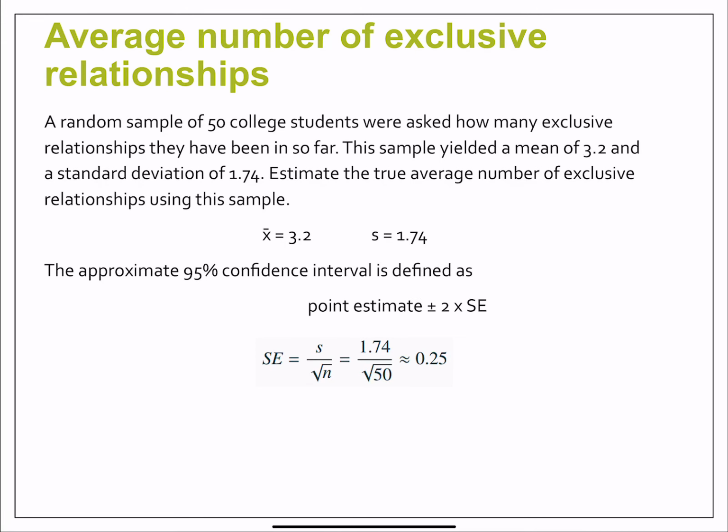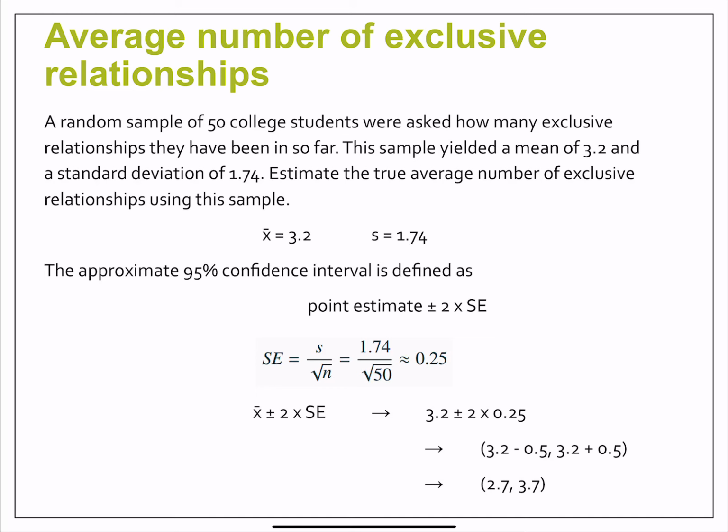The very last thing I want to look at, I'm just going to show it to you all, is an example where we're doing it with the mean instead of with a proportion. Here, a random sample of 50 college students were asked how many exclusive relationships they've been in so far. This sample yielded a mean of 3.2 and a standard deviation of 1.74. Estimate the true average number of exclusive relationships using this sample.